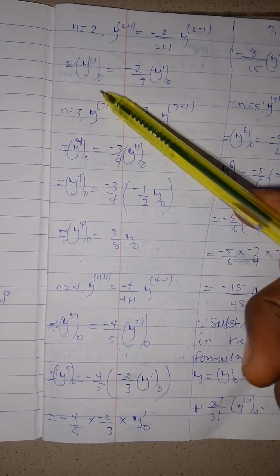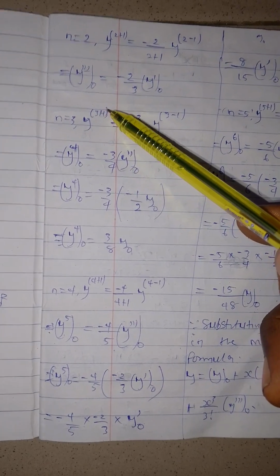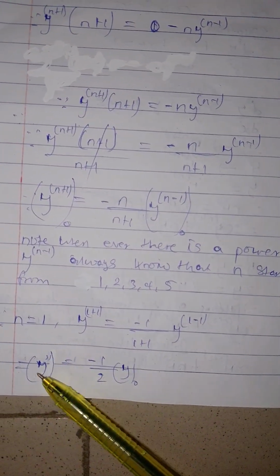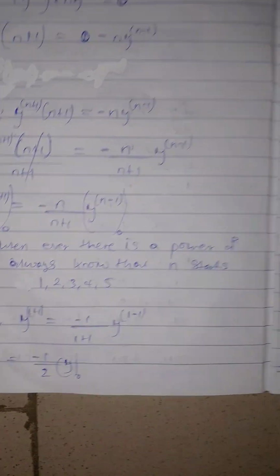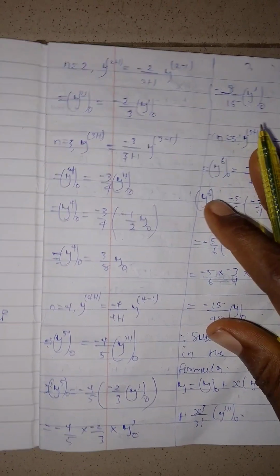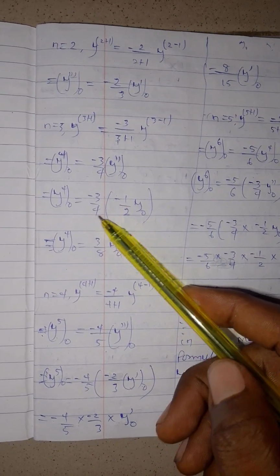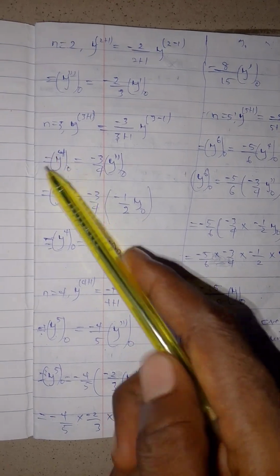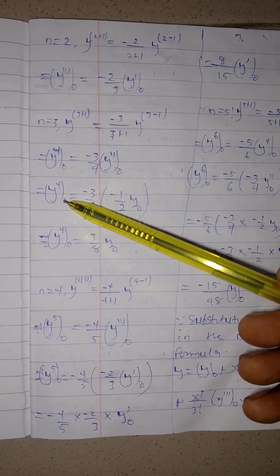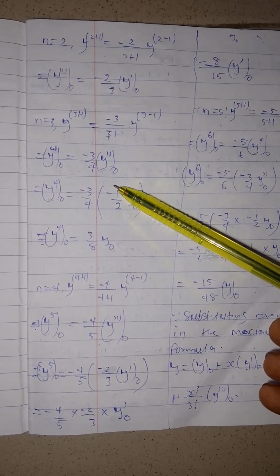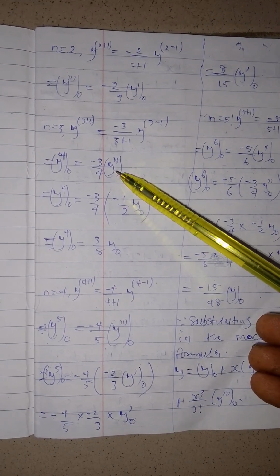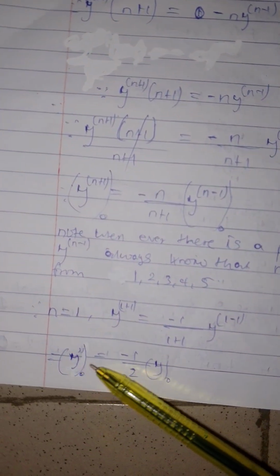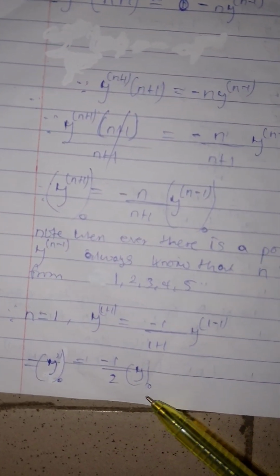Now if you check this, we have y'' here. So if you check this, what's my answer for y''? y'' naught is minus 1 over 2 y naught. Okay, so it means that in this 4, remember that y4 naught is equal to minus 3 over 4 y'' naught. Now if you check this, we have the answer for y'' here, and the answer for y'' is minus 1 over 2 y naught.